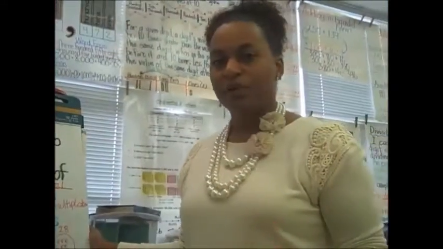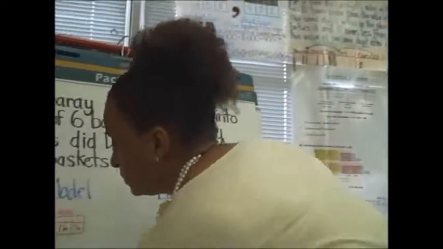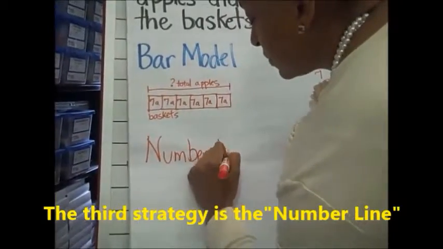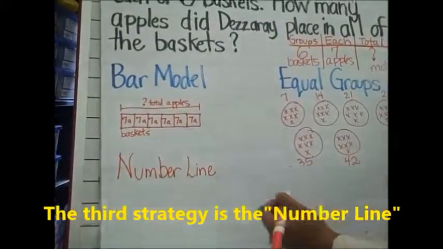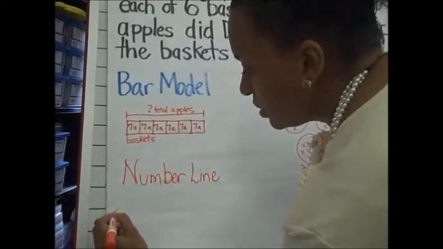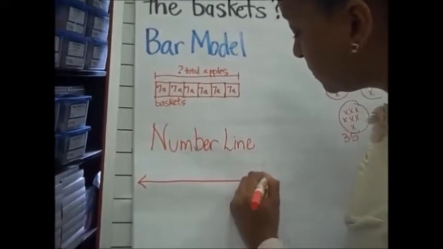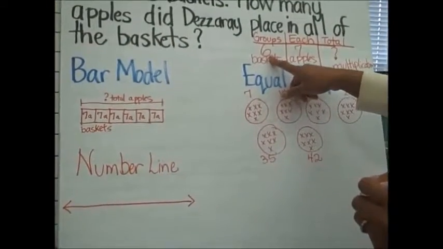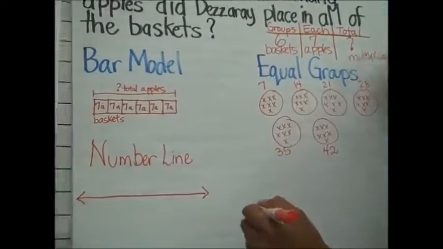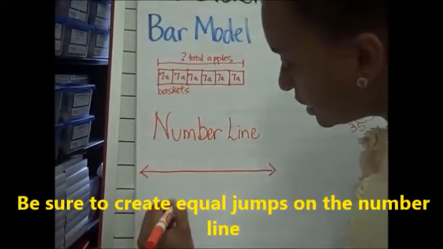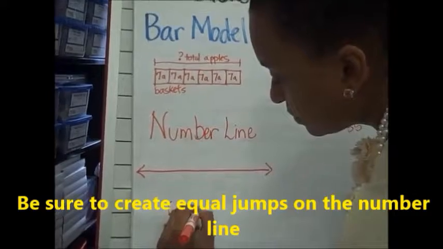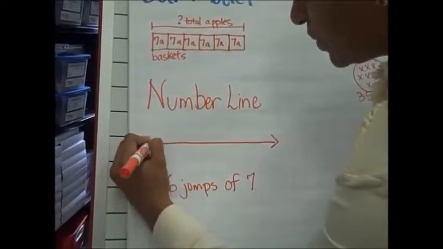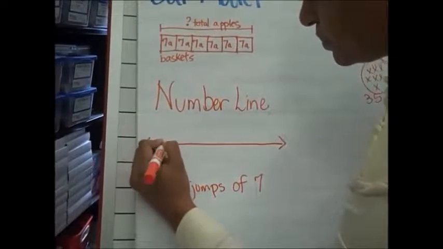Okay, another way that we're going to use is a number line. We are going to create equal jumps on a number line. According to my problem, because I have 6 groups and I have 7 in each, it means I will need to take 6 jumps of 7. I'm going to begin my number line with 0.